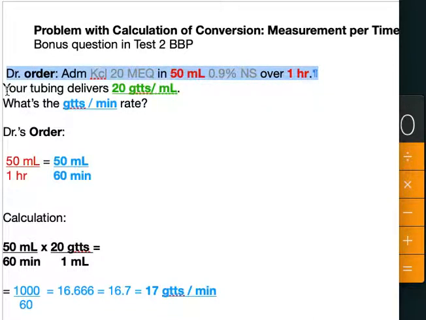The second part was your tubing delivers this amount per milliliter, 20 drops per 1 milliliter. And the third part of the problem is the question. It's what we are looking for. What's the rate of drops per minute? In 1 minute, how many drops will the tubing deliver?